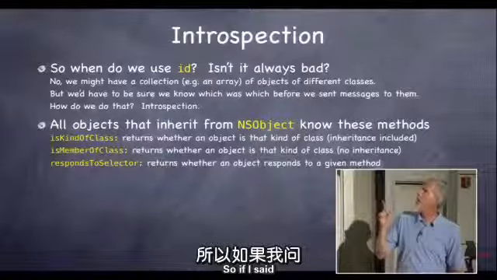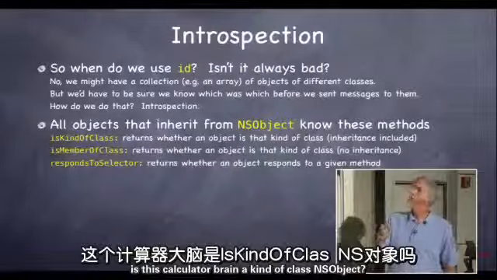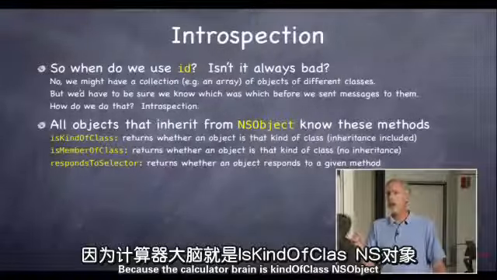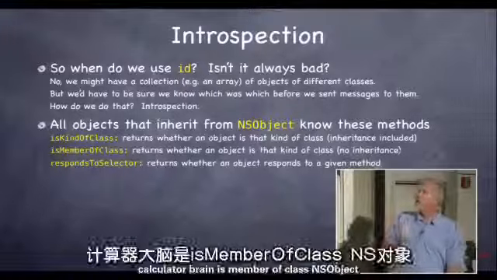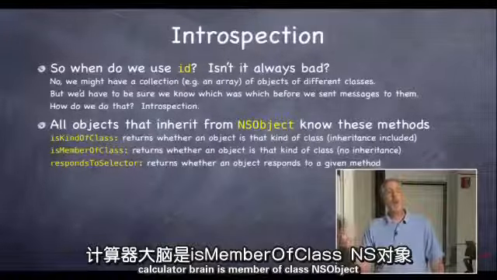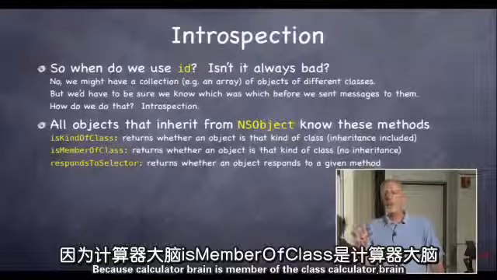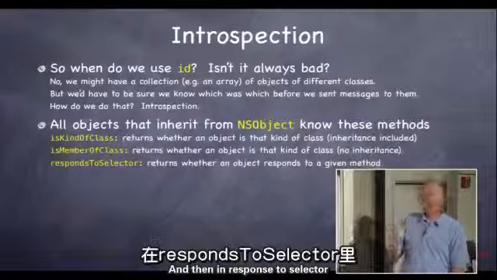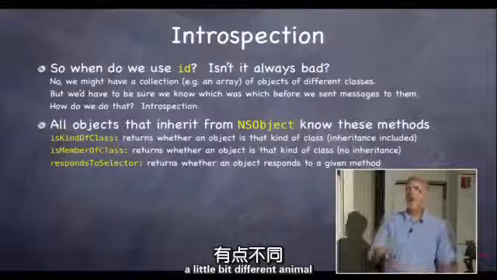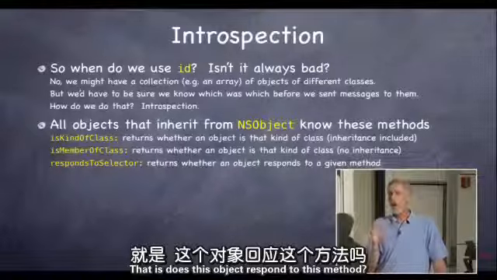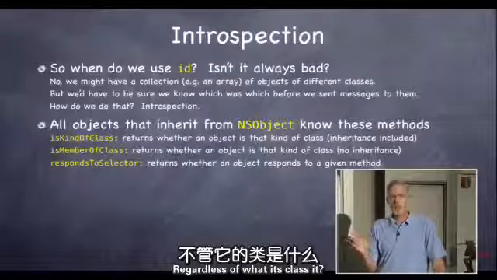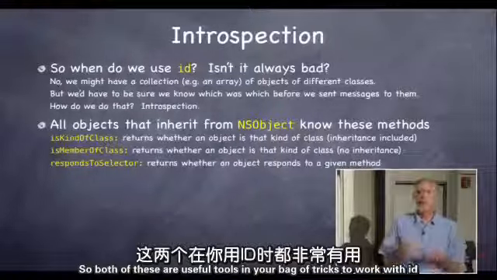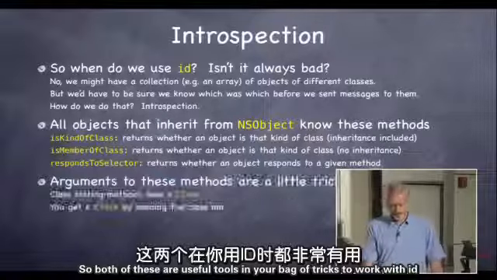So if I said, is this calculator brain a kind of class NSObject, it would say yes, because a calculator brain is a kind of class NSObject. It inherits from NSObject. But if I said calculator brain isMemberOfClass NSObject, no, because calculator brain is a member of the class CalculatorBrain, not NSObject. And then respondsToSelector, a little bit different animal. That is, does this object respond to this method, regardless of what its class is? Both of these are useful tools in your bag of tricks to work with id.